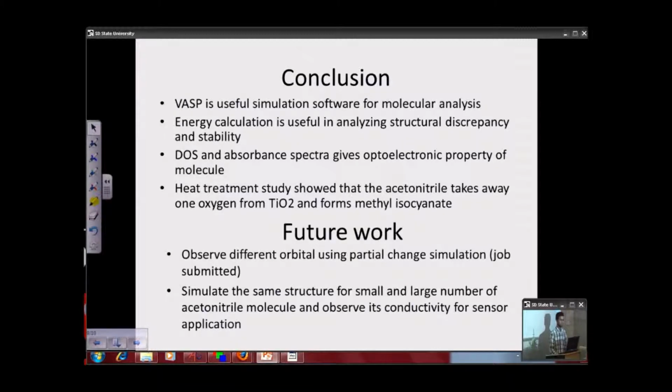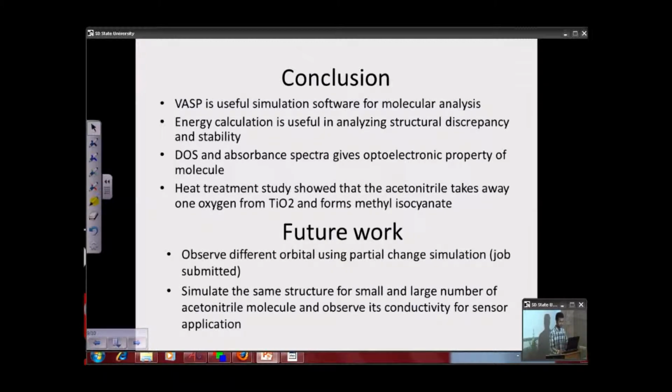So in conclusion, VASP is useful simulation software for molecular analysis. The energy calculation is useful for analyzing structural discrepancy and stability of molecules. DOS and absorption spectra give optoelectronic property of molecule, as well as the heat treatment study, so that acetonitrile takes away one oxygen from TiO2 and forms methyl isocyanate.